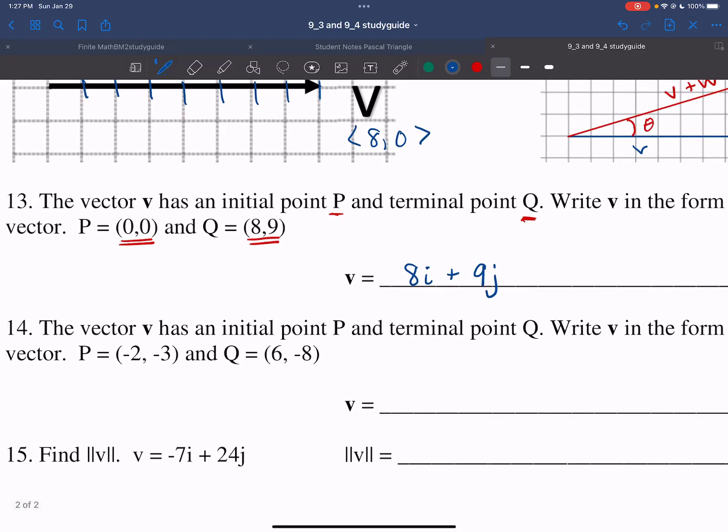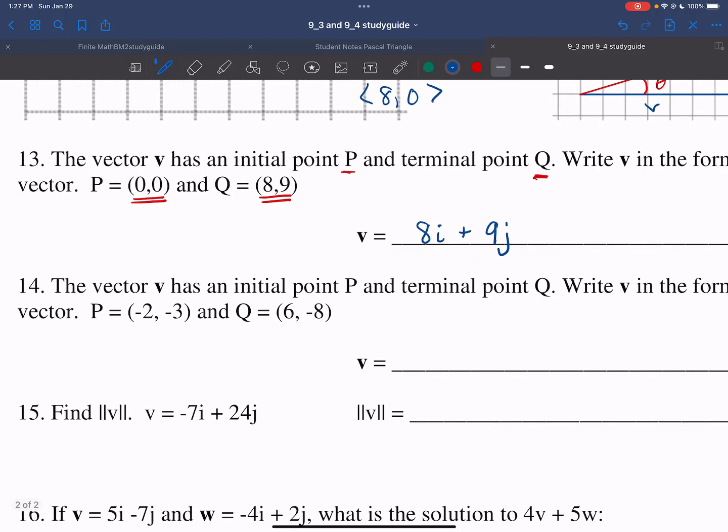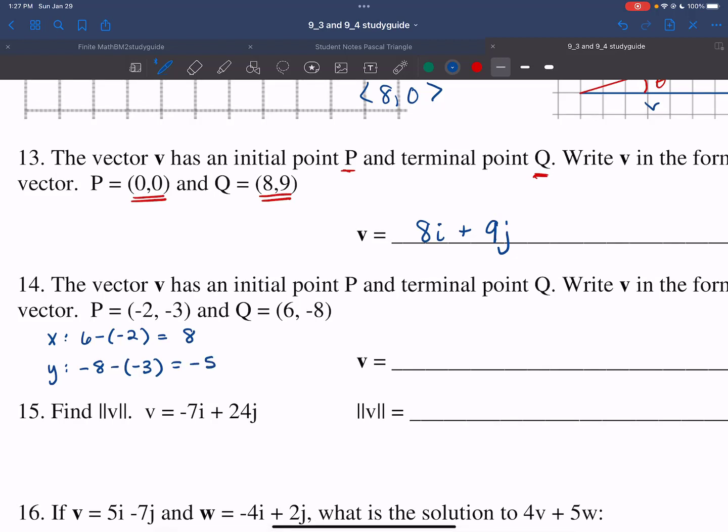14 is very similar, except my points are not the same. So I actually have to do some math here. So I'm going to look at my x value. And so I have 6 minus a negative 2. That's how I find my difference. So minus a negative is the same as adding. So it's going to be 8. And then my y value is going to be negative 8 minus negative 3. Minus a negative 3 is the same as adding a 3. So negative 8 plus 3 is negative 5. So the way I would write this is 8i minus 5j.